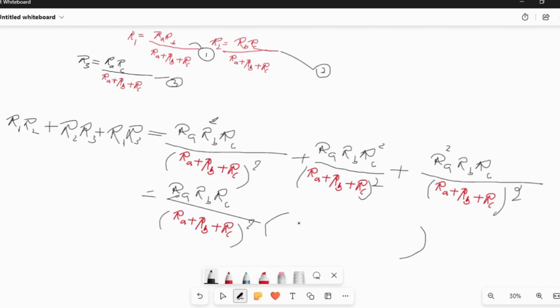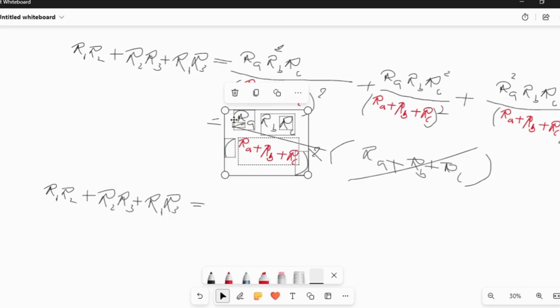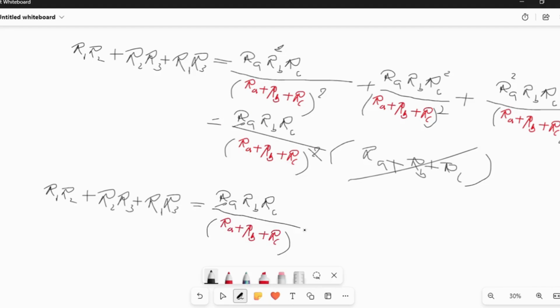Then it is the sum RA plus RB plus RC. So now we can cancel one of them, and so what we get now is equal to this one: the product of the resistors in the phi or delta circuit divided by the sum of the resistors in the phi or delta circuit. Okay, then this was the result we finally obtained.